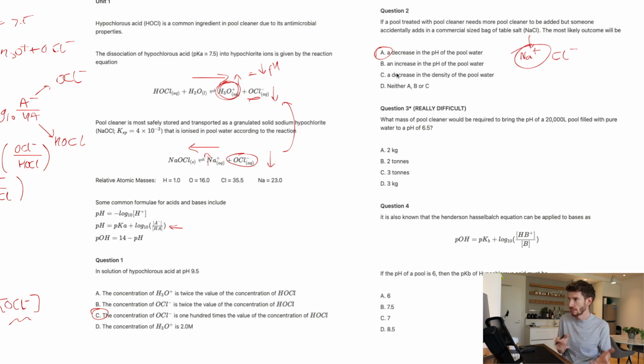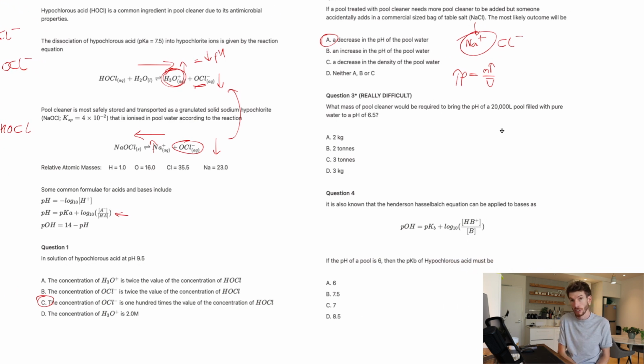C says a decrease in the density of the pool water. Technically, we don't have a lot of information about density, but we do know that there is a conservation of mass. So even if you're adding a chemical and it's changing its form or its identity, the mass of all of the stuff in the pool is the same. You've added solid, which means you haven't changed the volume. If we think about what density is, it's mass over volume. We've basically kept volume the same, but increased the mass by adding more stuff to it. That would actually increase the density of the pool water, not decrease it. And obviously neither B nor C, and we've ruled in A, so it can't be D.